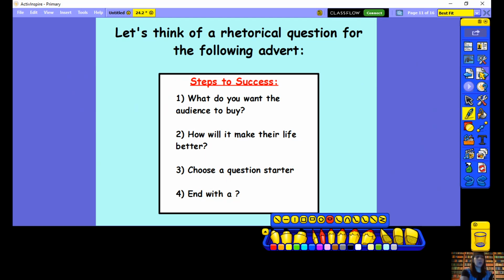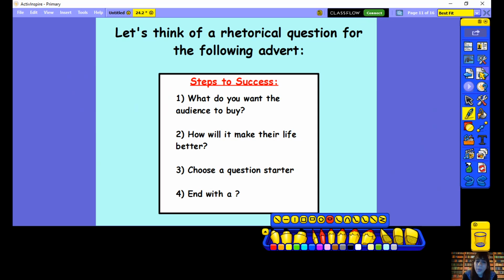Okay, so we are now going to think of some rhetorical questions for different advertisements, trying to engage audiences to buy or use different products. Now, my steps to success for this are, I'm going to think about each advert. What do I want the audience to buy? What product or service am I selling?